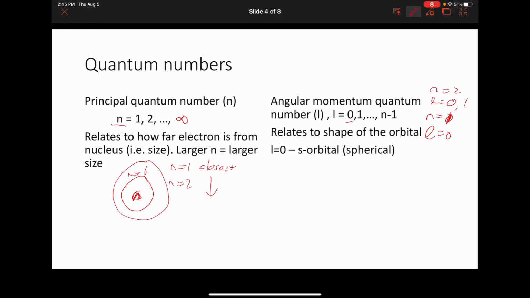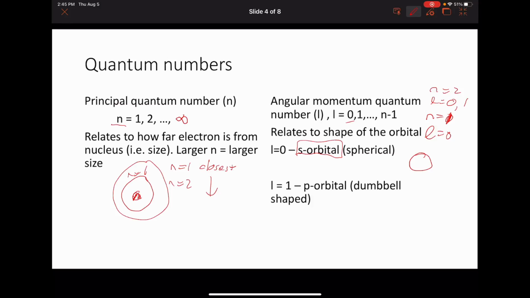So if we have L equals 0, we typically call it an s orbital, okay? And they're spherical. So you would just have, this is a circle, but imagine that's in 3 dimensions. It's spherical. All s orbitals are spherical in shape. So the probability is kind of this sphere.